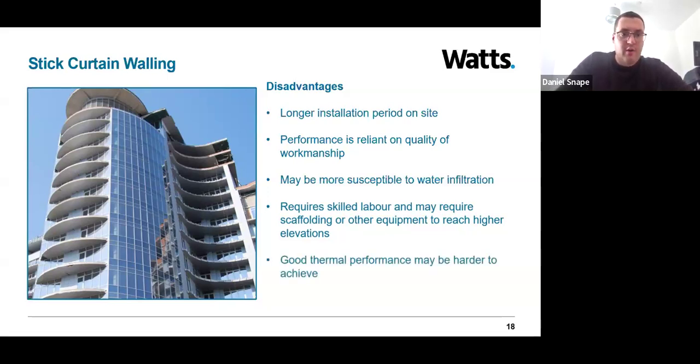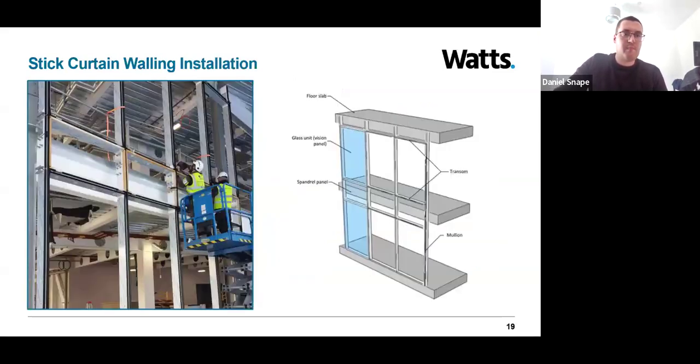Moving on to some of the final disadvantages then. Thermal performance is one of them. Good thermal performance can be harder to achieve than with a unitized system. Again, this can be due to the quality of workmanship, but it's also due to less refined manufacturing processes. Last but not least, quite the opposite to the advantage of unitized curtain walling, stick curtain walling does typically require increased storage space on site, and it requires it to be installed over a longer installation period.